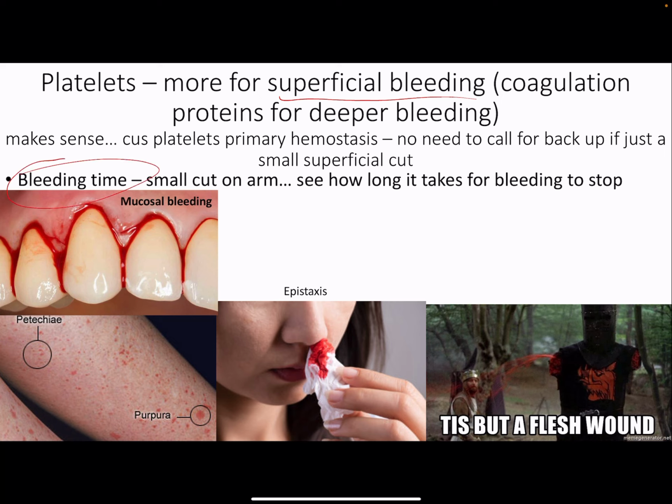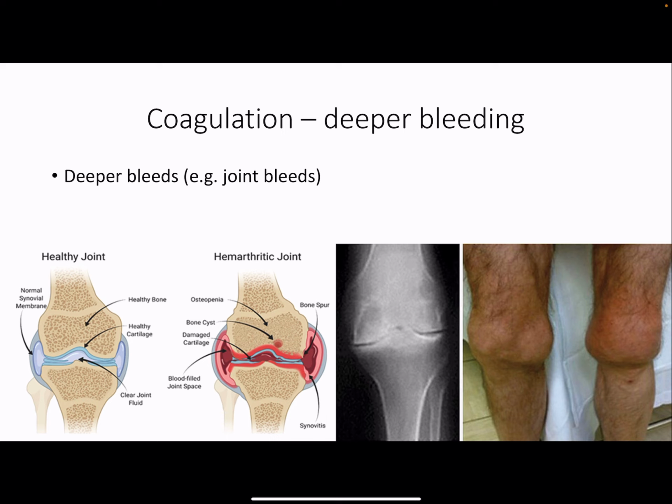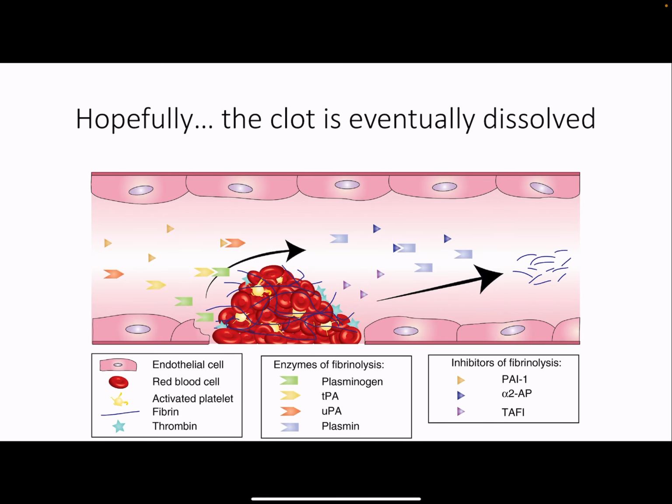And there's a measure of superficial platelet defects. This is going to be the bleeding time. So we can make a small cut in the arm and then just see how long it takes for the bleeding to stop. So this is going to be bleeding of the gums, mucosal bleeding, petechiae, and purpura, which is for the most part just red blood cells extravasating into the skin, nosebleeds. And yeah, so anytime you see anything like that, think platelets. Now, if you see a deeper bleeding in the joints especially, you can think things like hemophilia and coagulation cascade disorders.